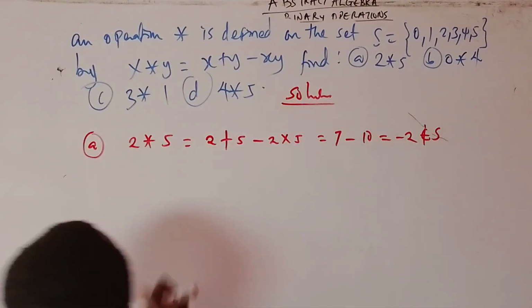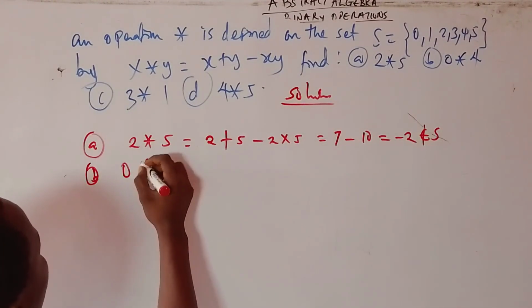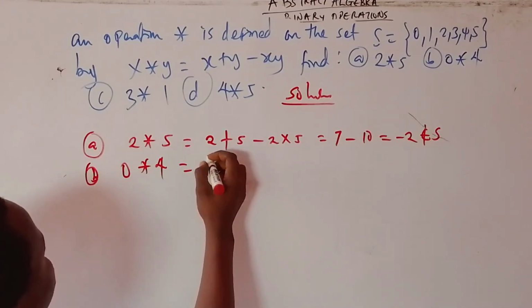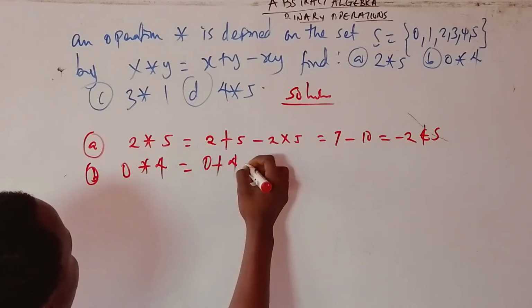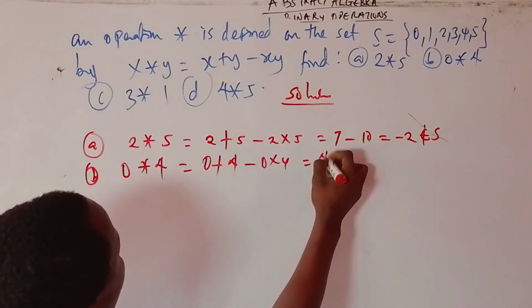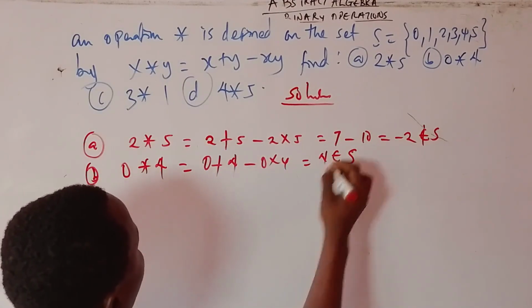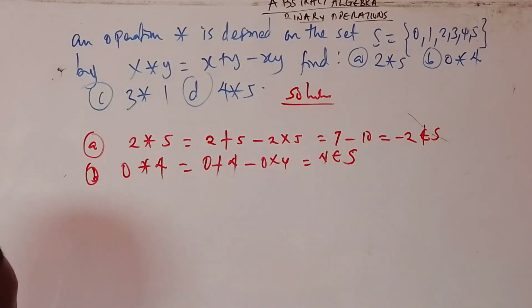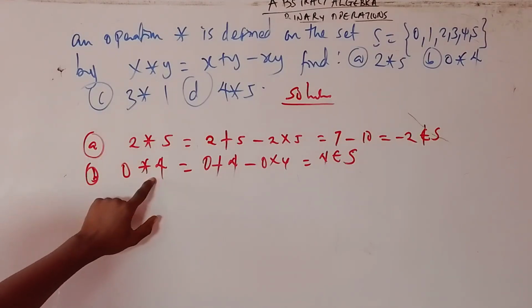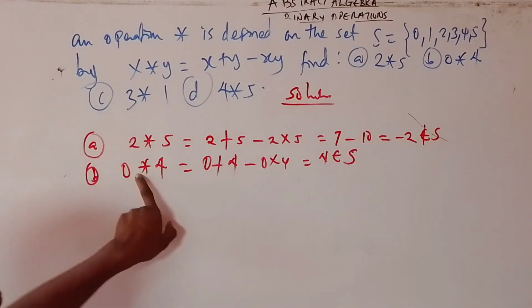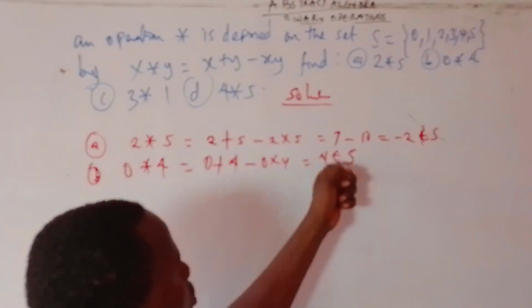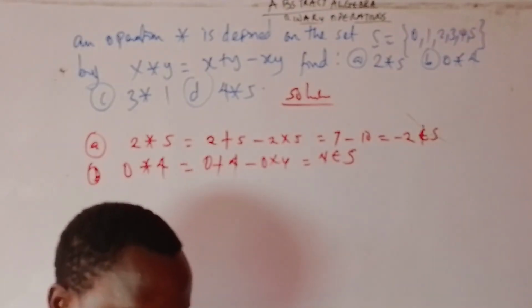Let's check B, which is 0 asterisk 4. So x is 0, y is 4, and 0 times 4 is 0, so this will be 4. And 4 is a member of the set S. So when x is 0 and y is 4, S is closed under the operation asterisk because 4 is a member of S.